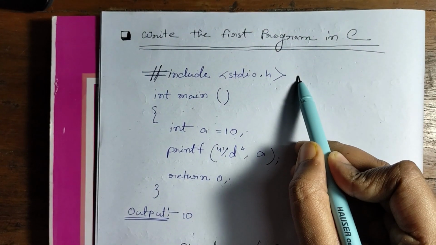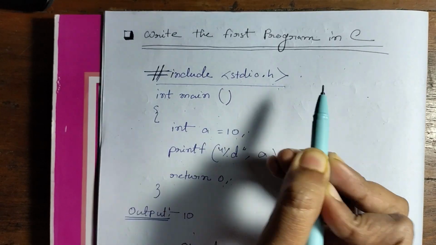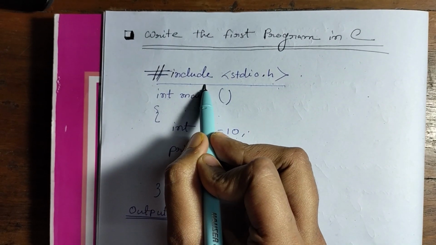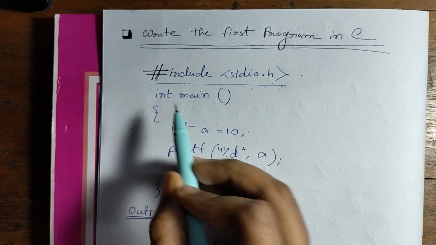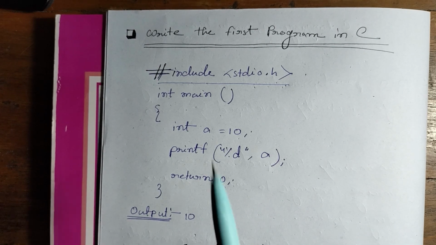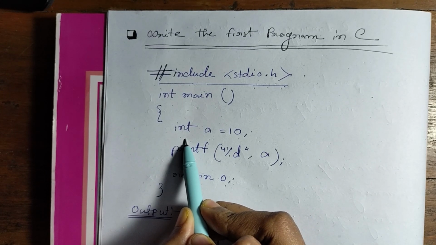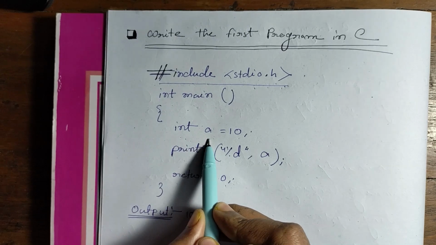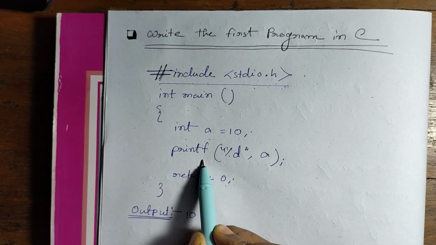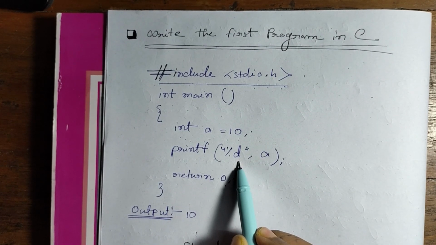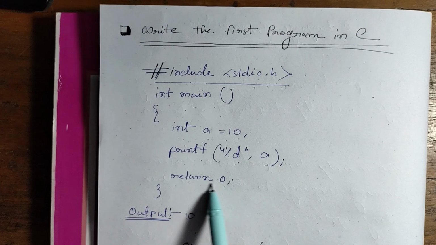So there we can see #include <stdio.h>. What is that? #include is a preprocessor directive, and stdio.h is the input output header file. int main is the main function, and int is a data type. We will learn later about this. a is a variable, and 10 is assigned to a. Then printf is a printing function, and %d is a format specifier, and then a is for printing the value of a, and return 0.